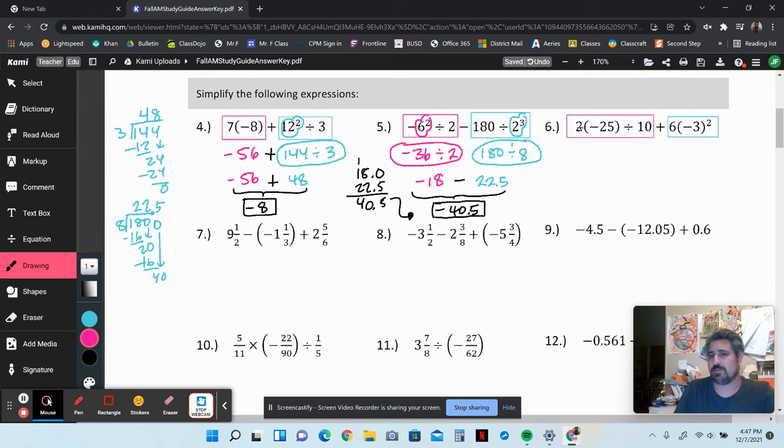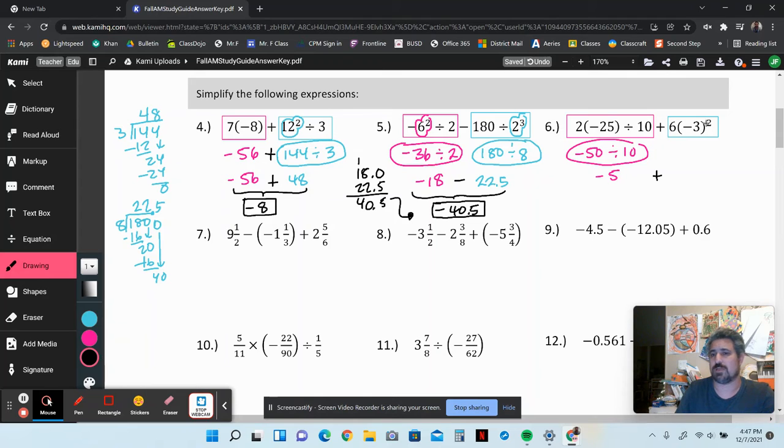So in this case, we have 2 times negative 25 divided by 10. You multiply and divide from left to right. So this is going to be 2 times negative 25, which is negative 50. And then you're going to divide that by 10. Negative 50 divided by 10 is negative 5. So the value of this pink term is negative 5. And then you're going to add to that whatever this blue thing is worth.